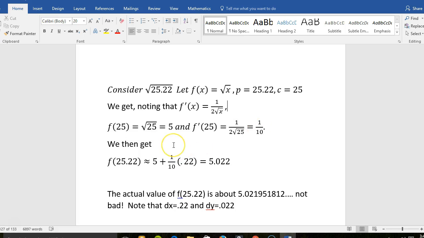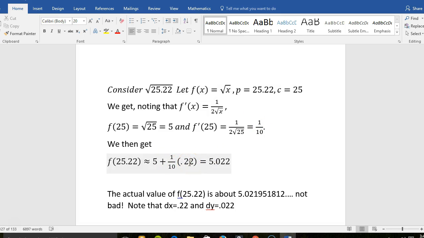So now let's get our actors on the stage to get the thing we're after. F of 25.22 is approximately equal to 5 plus 1/10, that's f prime. Now, again, we've got to do p minus c. We've got to multiply that 1/10 by the difference of 25.22 and 25. 25.22 minus 25, or p minus c, is 0.22.